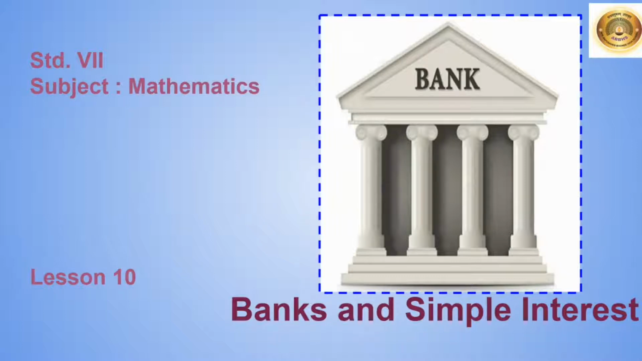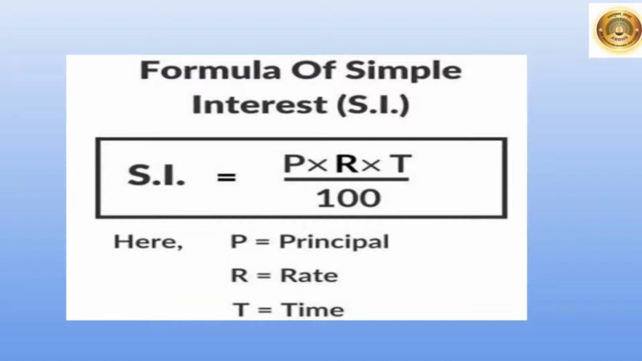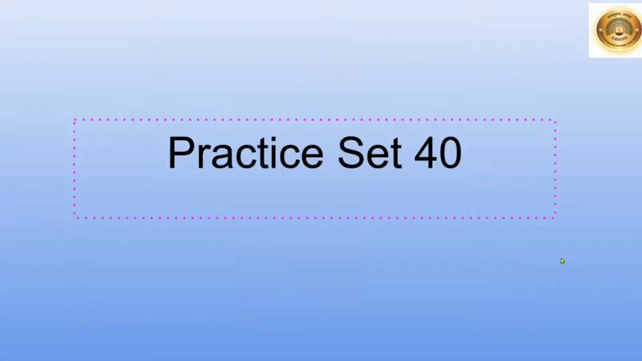We are doing lesson number 10, banks and simple interest. In the previous class, we learned the formula for simple interest. Simple interest is equal to P multiplied by R multiplied by T divided by 100, where P is the principal, R is the rate of interest, and T is the time. Today, let us continue with the remaining sums of practice set number 40.